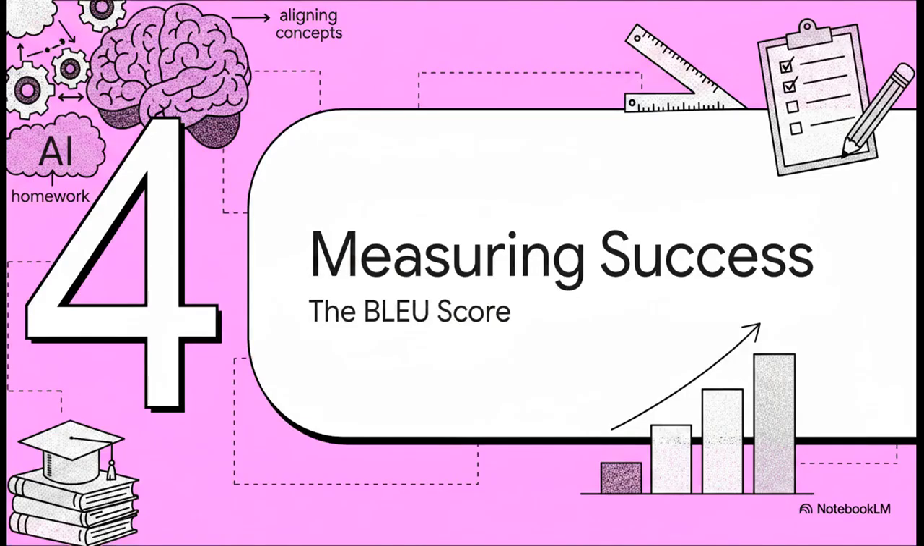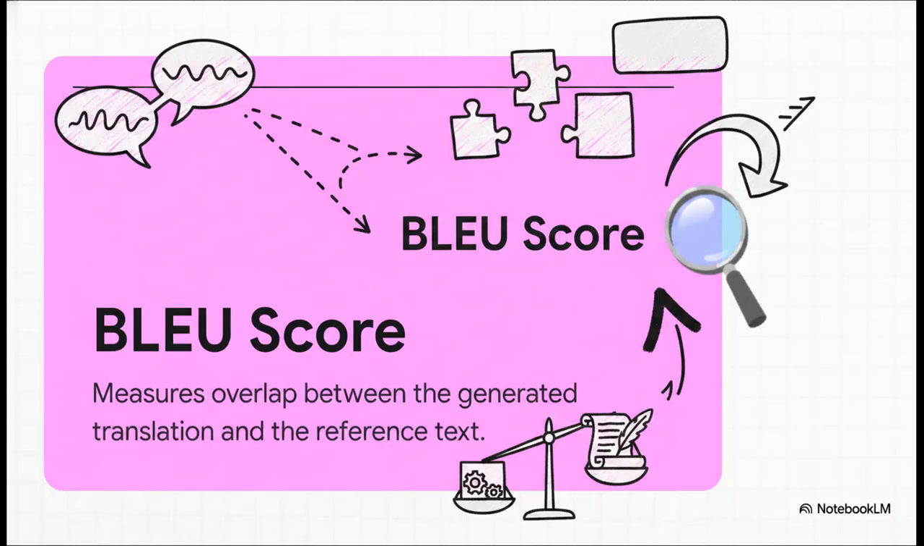Section 4. Measuring success using the BLEU score. Okay, so the AI is thinking, and it's aligning concepts, but how do we actually grade its homework? Because human language is so incredibly flexible, simple token accuracy, like checking if word 3 exactly matches word 3, is practically useless now. Instead, we use what's called the BLEU score.